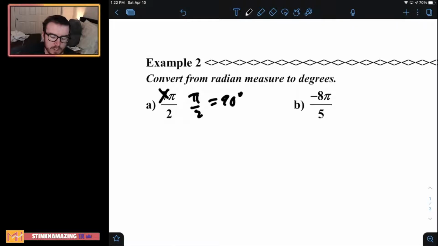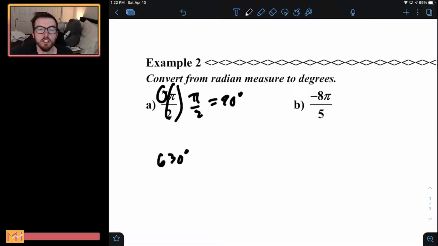That's 90 degrees, because pi is the same thing as 180. So in your mind, you can just replace pi with 180, right? Wherever you see pi, replace it with 180. So this is 90 degrees, but there's a 7 there, right? AKA 7 times 90. You see what I just did there? So my degree measure is 630 degrees.